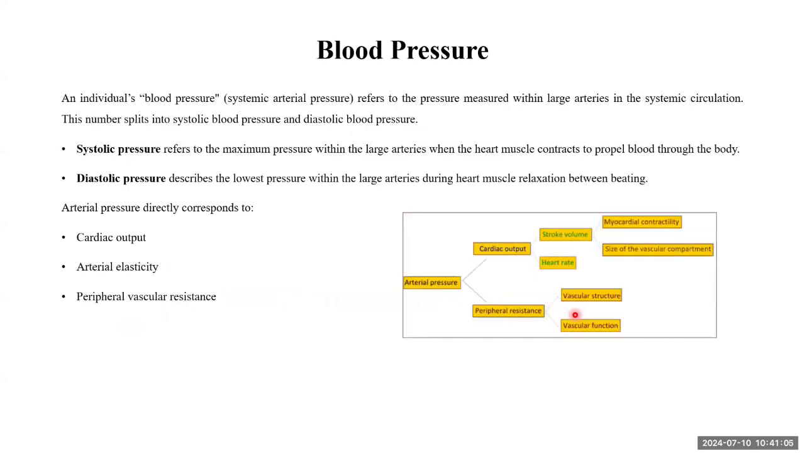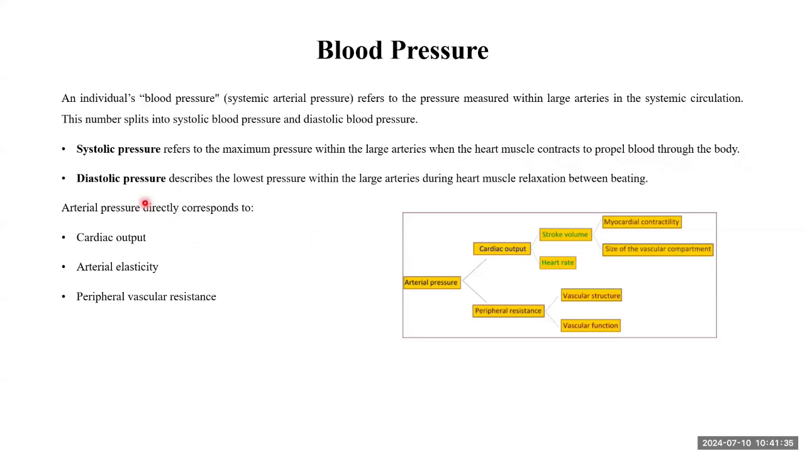Then there is blood pressure. There is systolic blood pressure and diastolic blood pressure. I hope you guys are already familiar with these terms. Systolic blood pressure refers to the maximum blood pressure within our large arteries when the heart muscle contracts to propel blood throughout the body. So this is the maximum pressure applied against the walls of the vessels by the blood when there is a contraction by the heart.